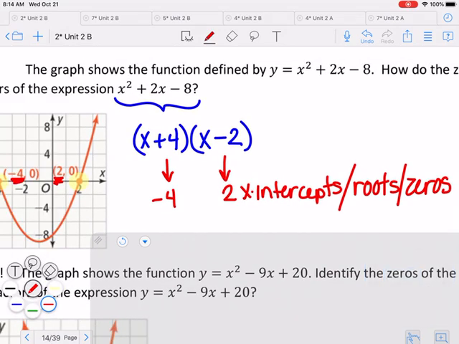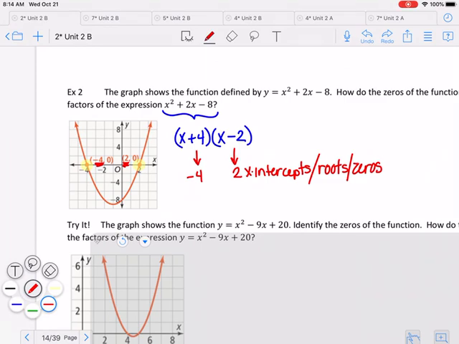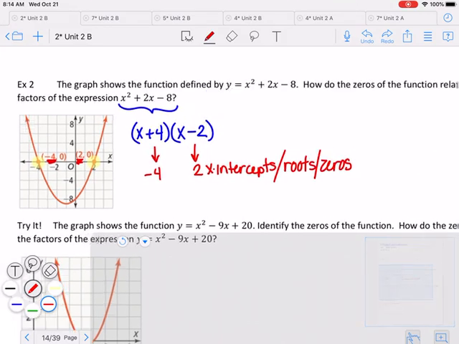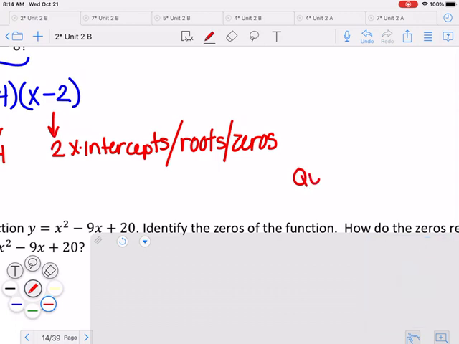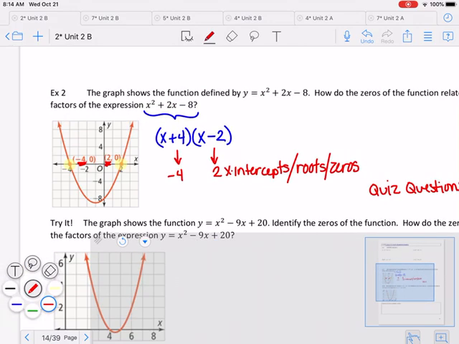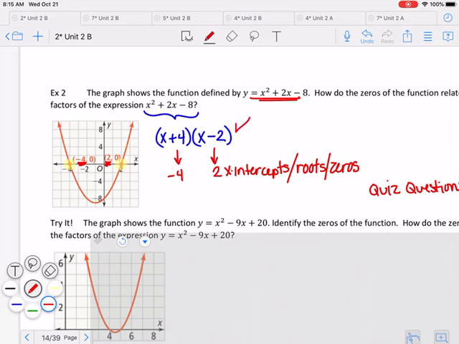The zeros are the opposite sign from the factors, and that's what we're supposed to be pointing out here. And by the way, this is a quiz question. The next quiz you take that has 2.3 on it on Teams will ask you to say what is the relationship between the function, or rather the factored form of the function, and the intercepts, roots, zeros.